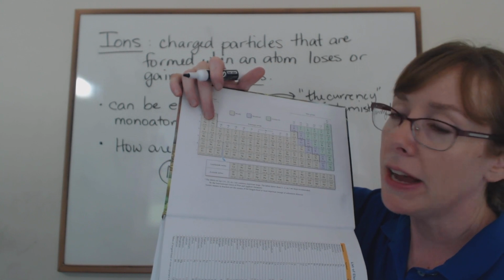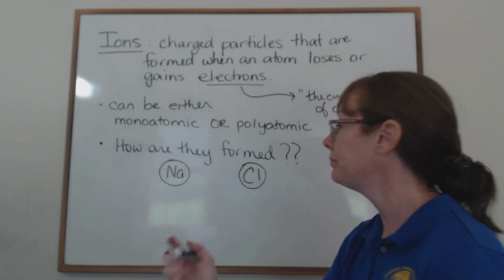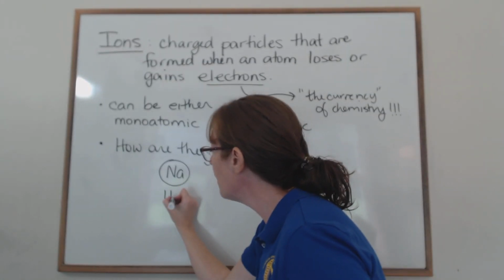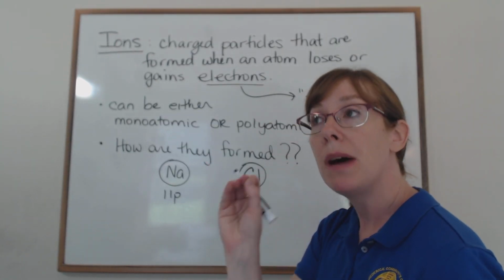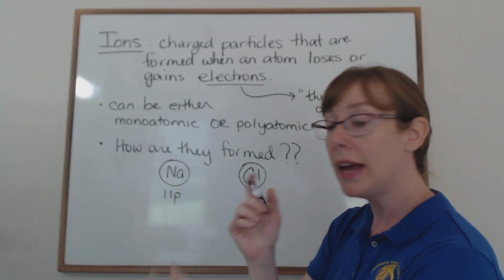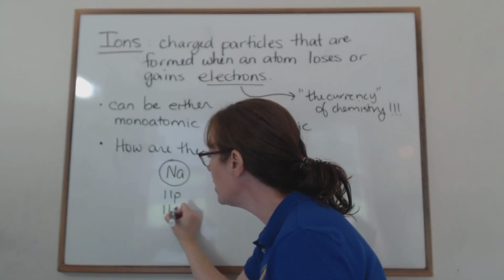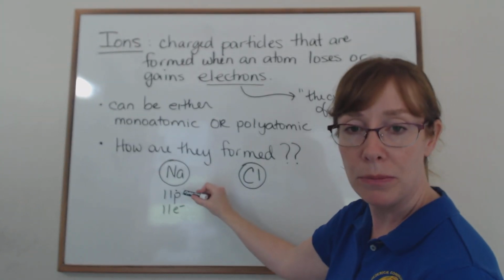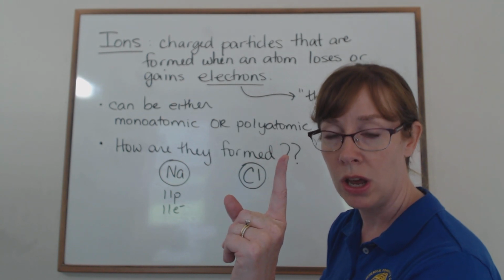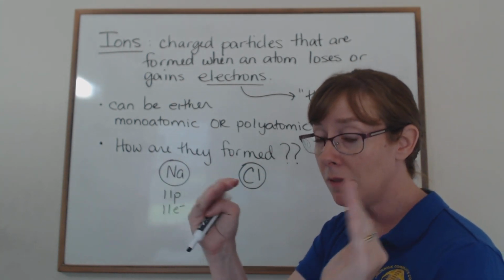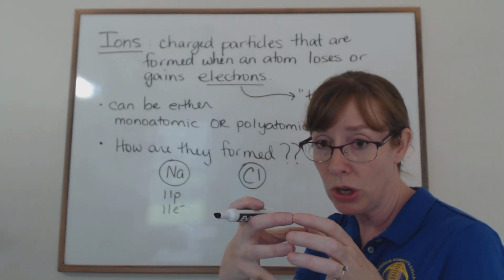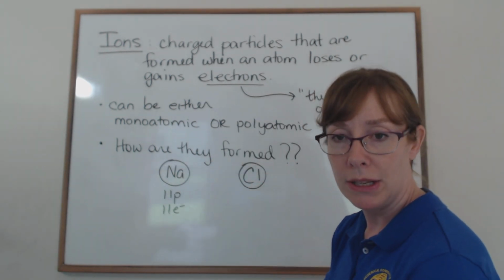So sodium, go ahead and find it. You'll see it's atomic number 11. So that means it has 11 protons. Now, the sodium atom, if it's neutral, must have an equal number of electrons. Otherwise, it would never be neutral. Because remember, protons all have a +1 charge. Electrons all have a -1 charge. So you have to have the same numbers of both to get overall zero charge. So that's what sodium brings to the table.